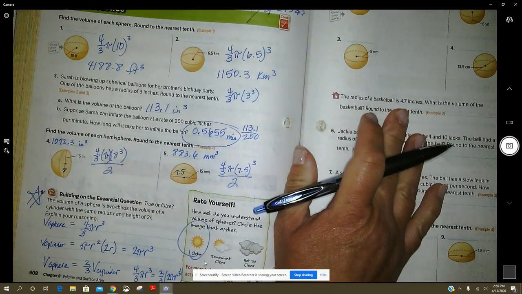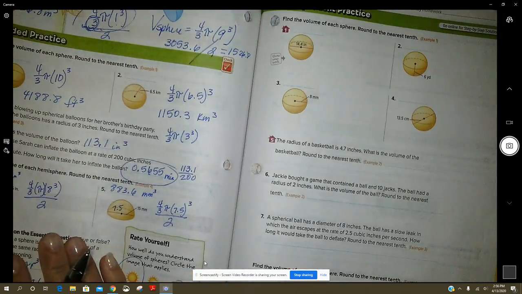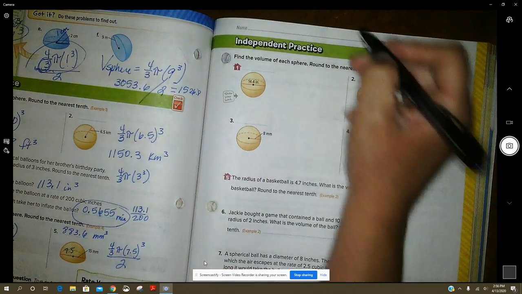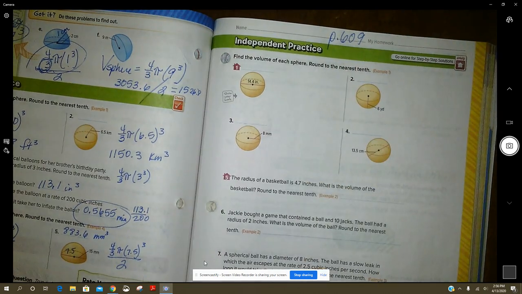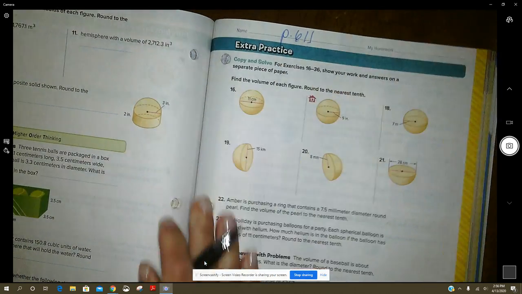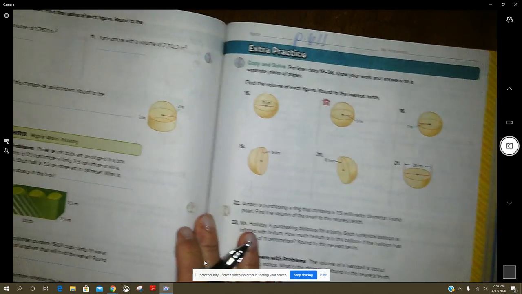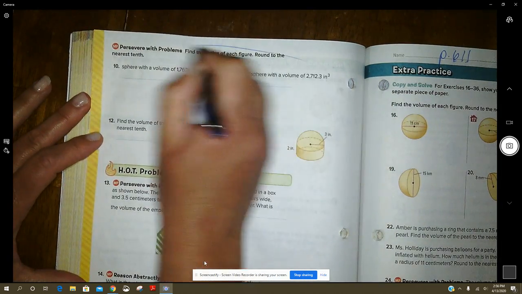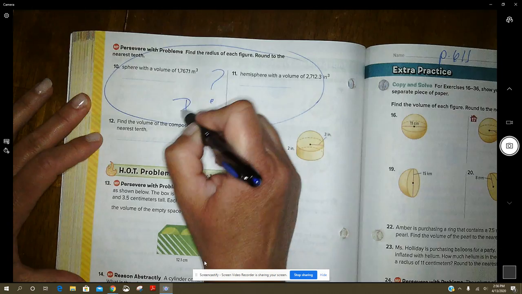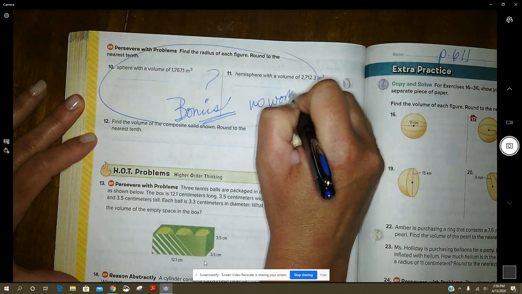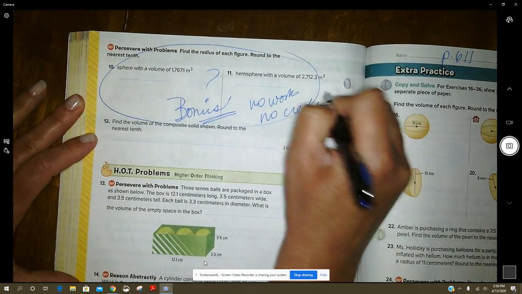Hopefully you are a little clearer with this and you can do a couple of problems and try on your own. I am going to be randomly grading some like I always do. Your assignment is going to be page 609, the independent practice, and then page 611 as well. Do we need another bonus question? How about I give you a bonus question of number 10 or 11? So maybe you can work on trying to get some extra credit. Remember, no work means no credit.